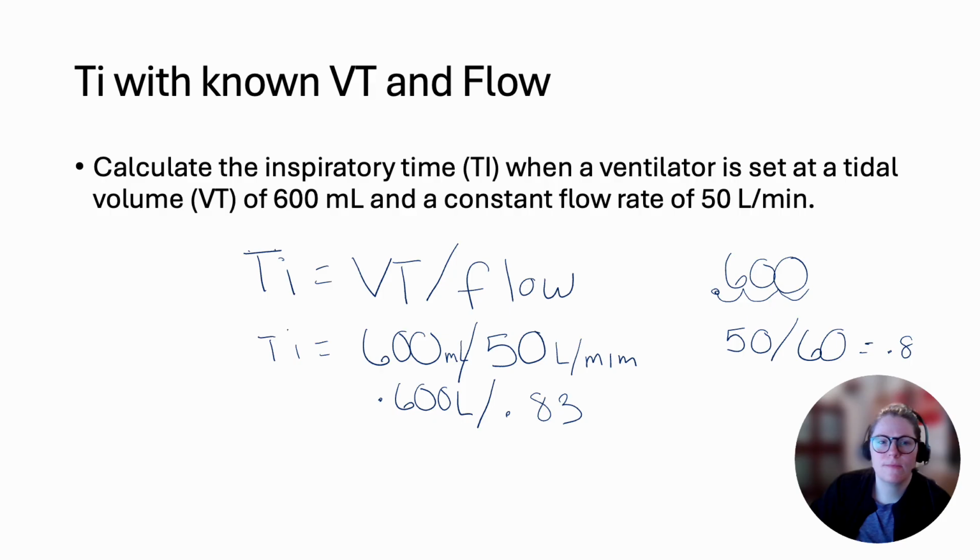Okay. So now we have it in measurements that we can actually solve for here. We'll just do that math and plug it in. 0.600 divided by 0.83, and your TI is 0.72. TI being inspiratory time with known tidal volume and flow. And this is something we would set on the ventilator. And for a normal adult, that's typically going to be 0.8 or 0.9.